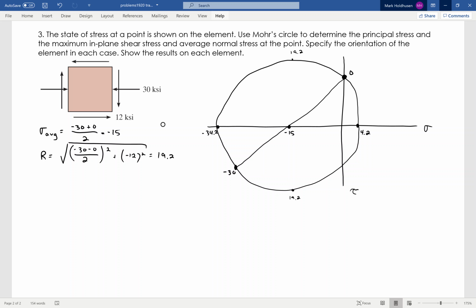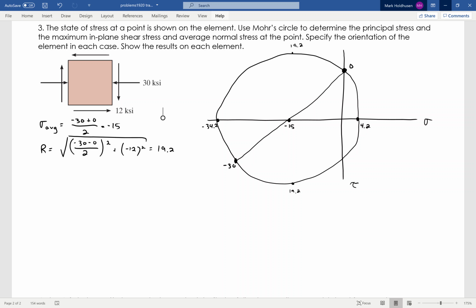Now, the height of this is right here, and this is where my -12 comes in, because that's my shear stress right there. So the height of that is -12 over here, and this will be +12 over here. So that's my state of stress.